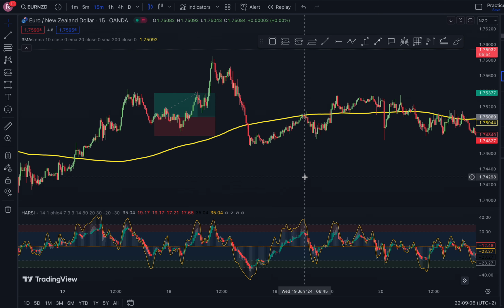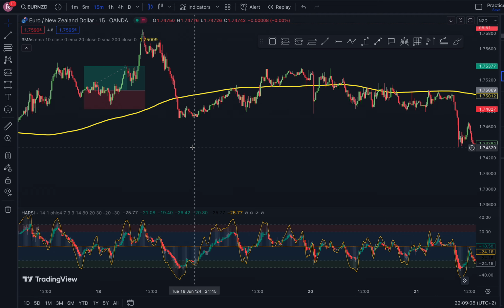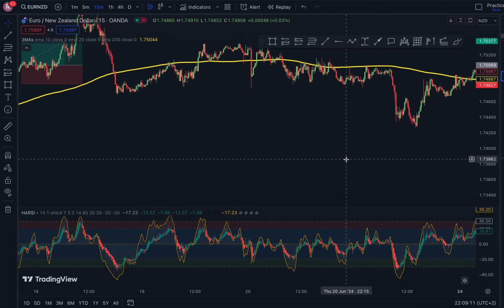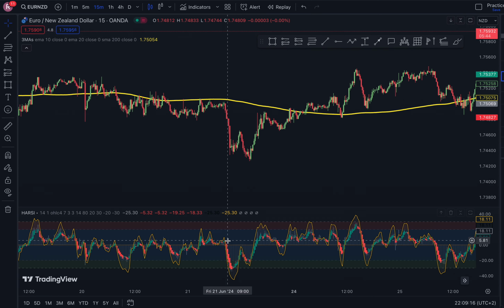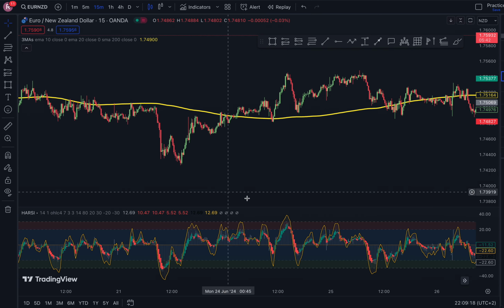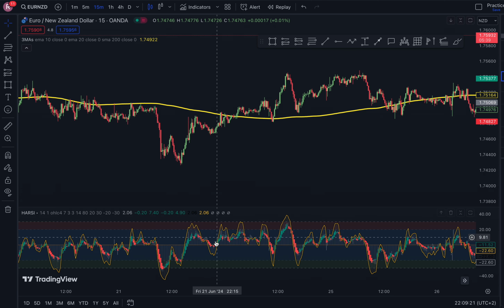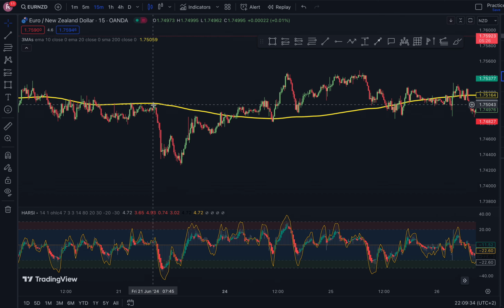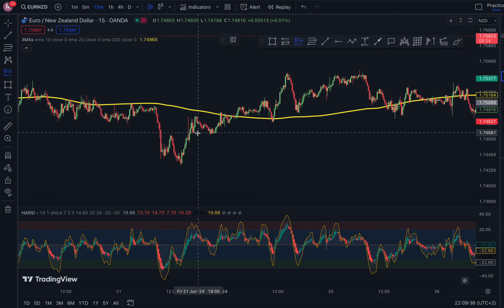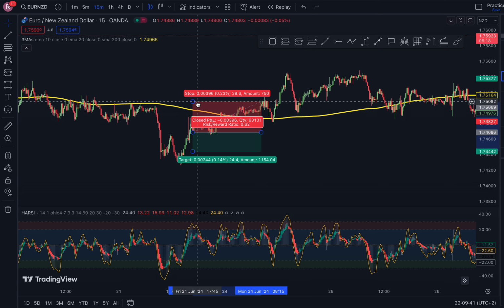Cool. Now vice versa, let's look for another example. All right, cool. We can see it here. Price is overbought, and we happen to be below the candlestick. You see, then a red candle forms. This is a sell. Stop loss here.